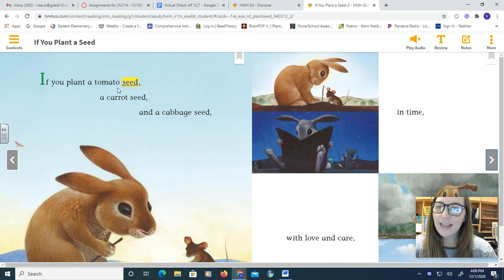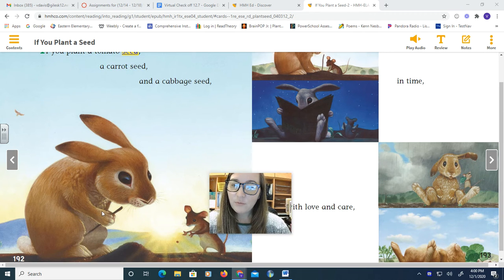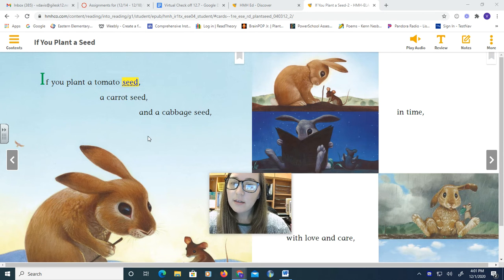If you plant a tomato seed, a carrot seed, and a cabbage seed, in time, with love and care. So here we see that our rabbit and our little mouse, we don't know their names, but we know that they're characters in the story. They are planting seeds. And the types of seeds that they're planting in our story tells us a tomato plant, carrots, and cabbage.